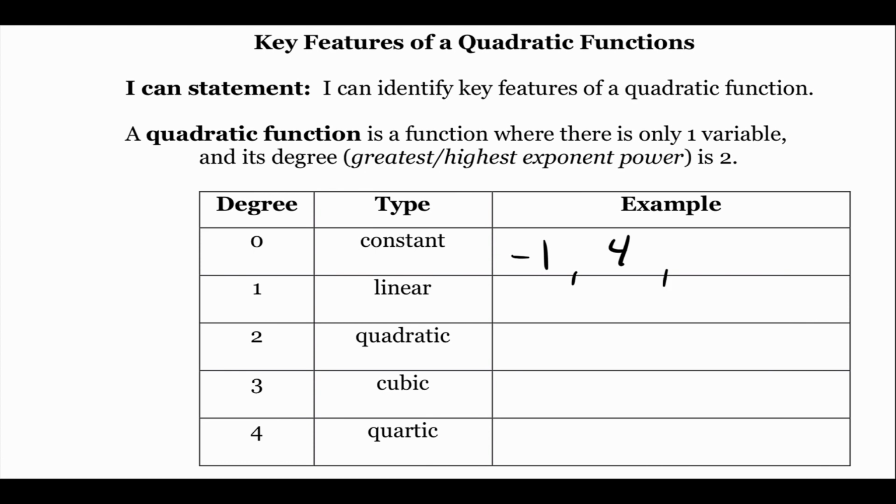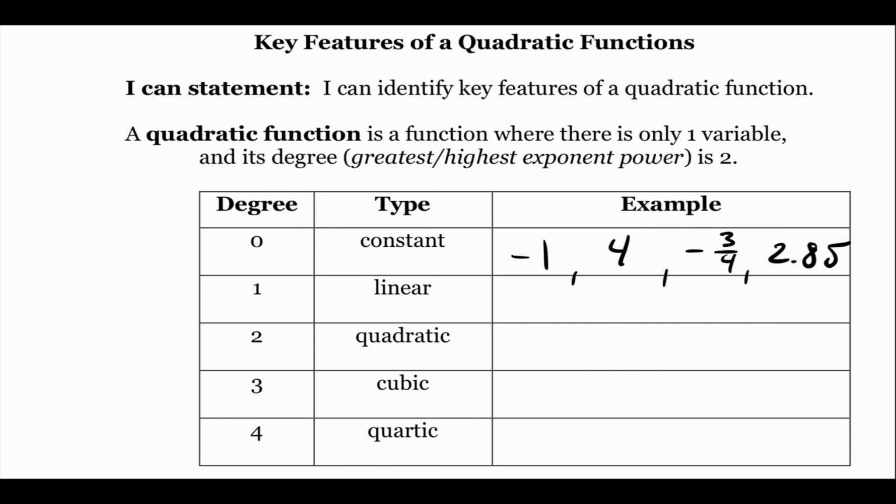It could be a fraction, -3/4. It could be a decimal, 2.85. All of those are what we call constants. They don't have a variable. There's no change. If something doesn't vary, it stays the same. Okay? That's where variable comes from, because it changes. Right?